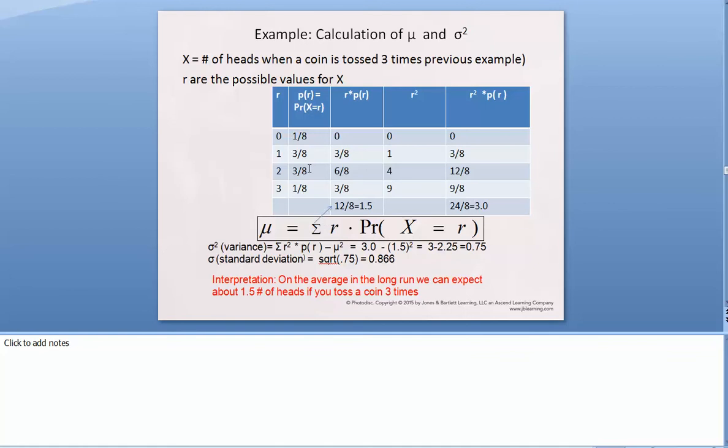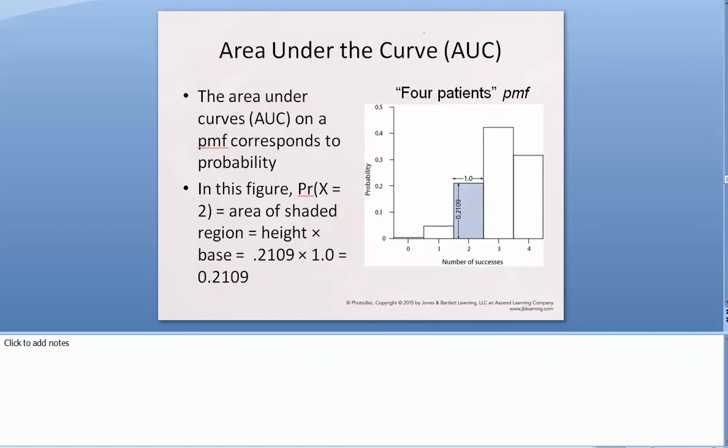Okay, so now let's go to the next slide. Here in this slide, this is an illustration of how you calculate mu and sigma squared. And then let's go to the next one. Now in here, remember we talked about PMF. PMF stands for probability mass function. Graphically, if you were to have the probabilities in a graph like this, then PMF is actually this area, the area for x equals 2, x equals 1.